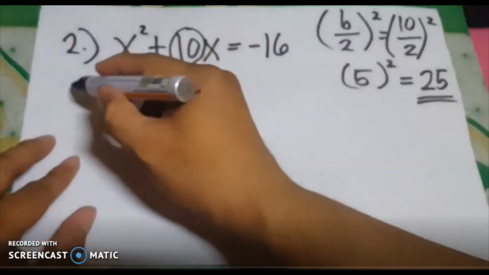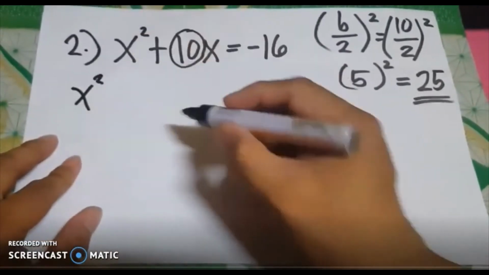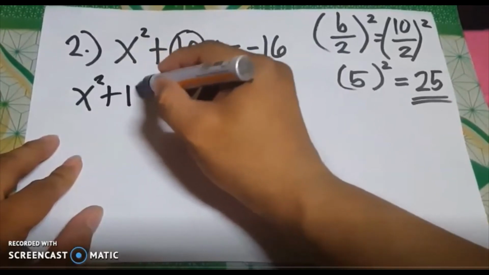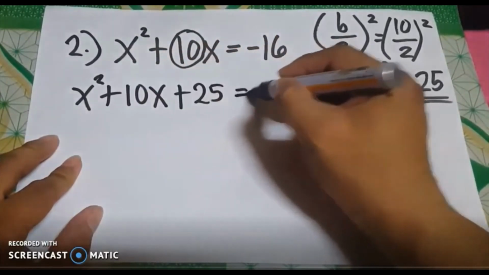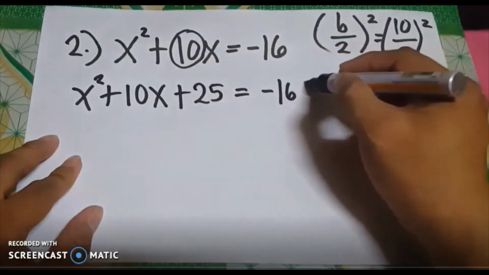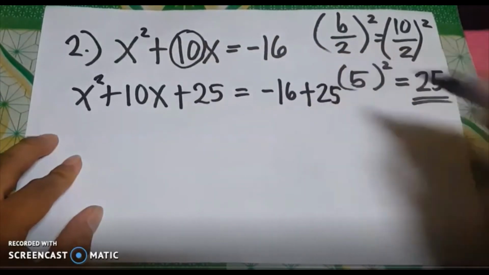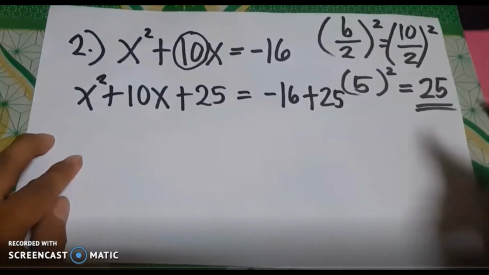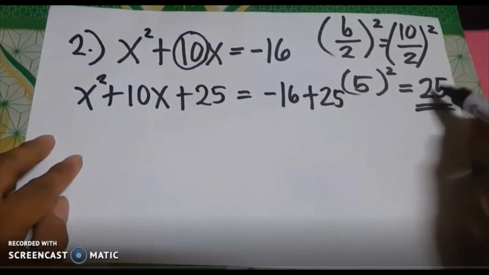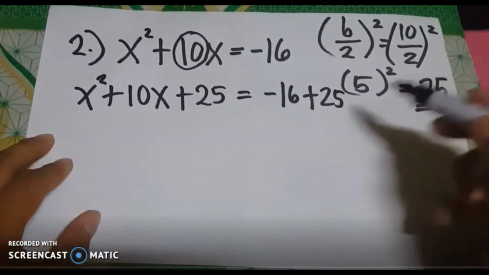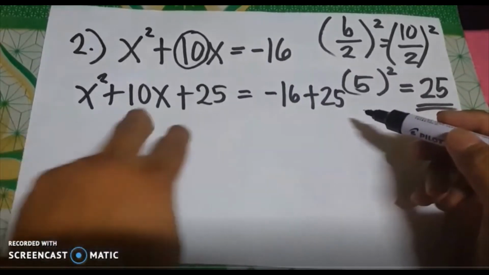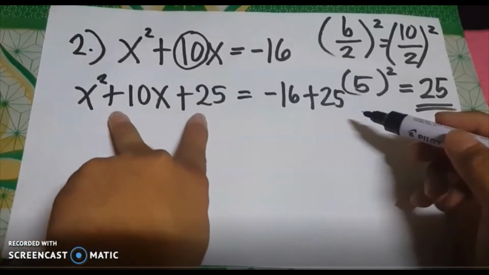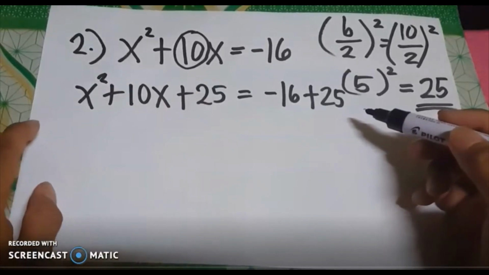The purpose of that is to make this left side a perfect square trinomial. So let's do it. So that would be x squared plus 10x plus 25 is equal to negative 16 plus 25. So we added 25 on both sides of the equation. So in that case, this left side is already a perfect square trinomial. Meaning to say, the factors of it are square of binomial.